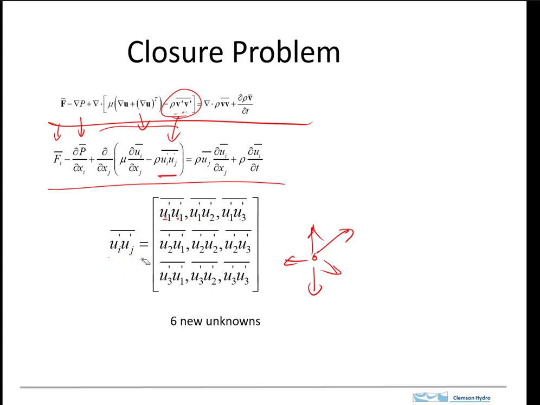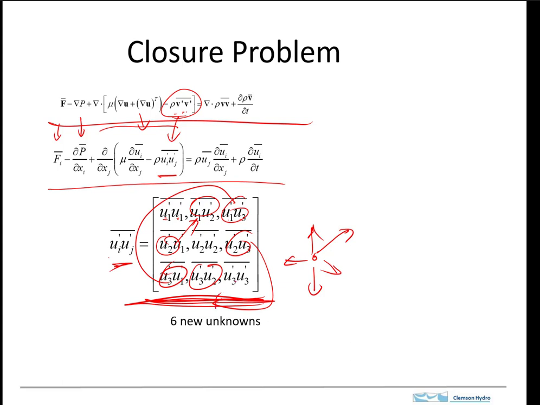So what we end up with is this thing here, which we write out like that, and it's this 3 by 3 matrix. It's a tensor quantity, and it's a symmetric tensor, so these are equal to each other. What that means, though, is that we've got 6 new terms that we don't know. So these are 6 new unknowns.